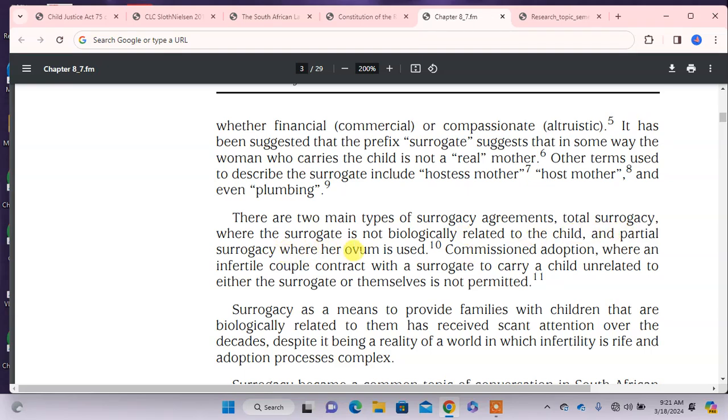Commissioned adoption, where an infertile couple contracts with a surrogate to carry a child unrelated to either the surrogate or themselves, is not permitted. Surrogacy is a means to provide families with children that are biologically related to them, but it has received scant attention over the decades, despite it being a reality of a world in which infertility is rife and adoption processes are difficult.